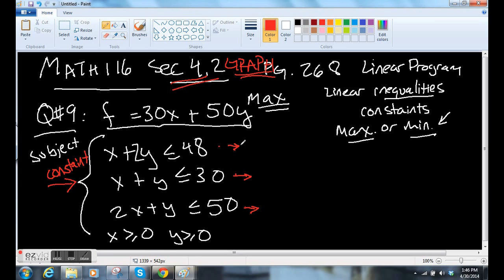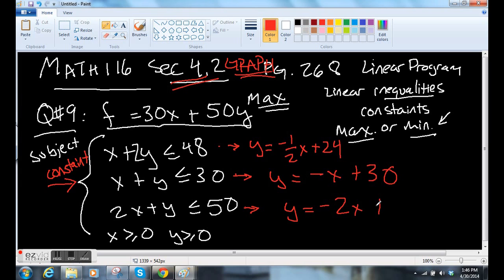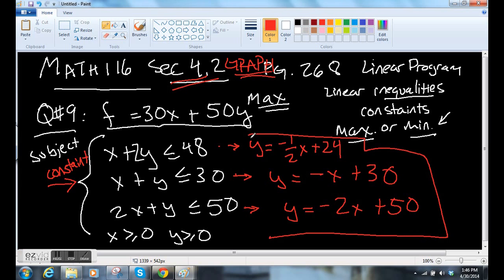I'm going to rewrite the first equation as y equals negative 1/2 x plus 24. I did a big step: I took the x to the other side and divided everything by 2. I'm going to write the next equation as y equals negative x plus 30, and then this one as y equals negative 2x plus 50. The reason I write them like this is they're a little easier to draw as lines. So I'm going to draw each one of these lines on a graph.